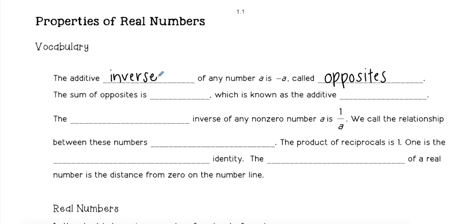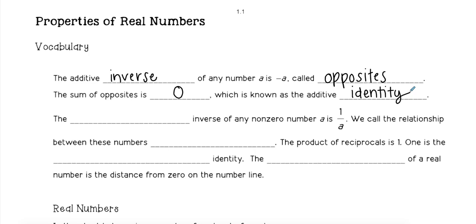Okay, and then the sum of opposites, 2 plus negative 2, 5 plus negative 5, negative 12 plus 12, all of those opposites will always give me 0. Okay, 0 is also important when it comes to additive properties. So 0 is actually known as our additive identity.